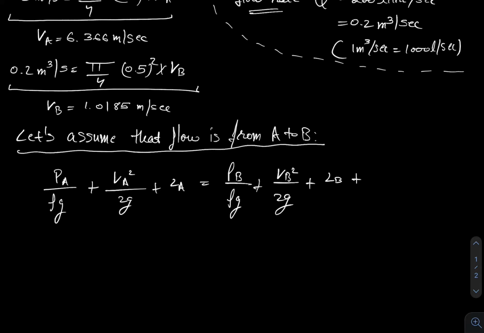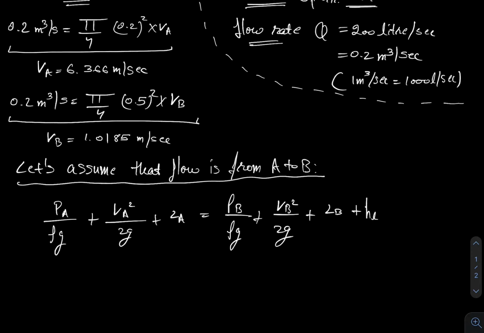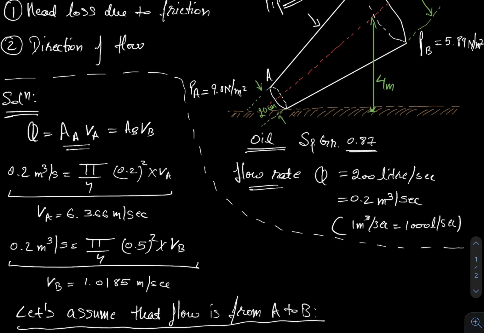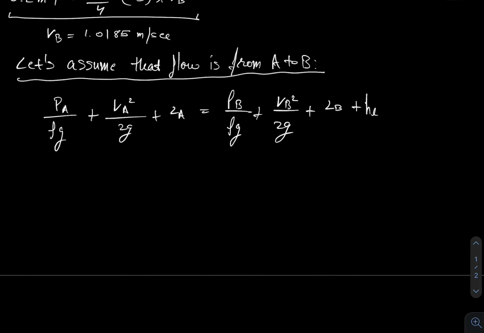the question asks to determine head loss due to friction, and we will find here that HL will not be 0, which in itself implies that we are talking about a real situation. Otherwise in Bernoulli's equation both the sides will be equal if we are taking only conservative terms, plus HL, where HL is head loss due to friction that needs to be calculated. Okay, so PA, PB is given, VA and VB we have already calculated, ZB minus ZA we know. If we take point A as a reference, ZB minus ZA will be equal to 4 meters.